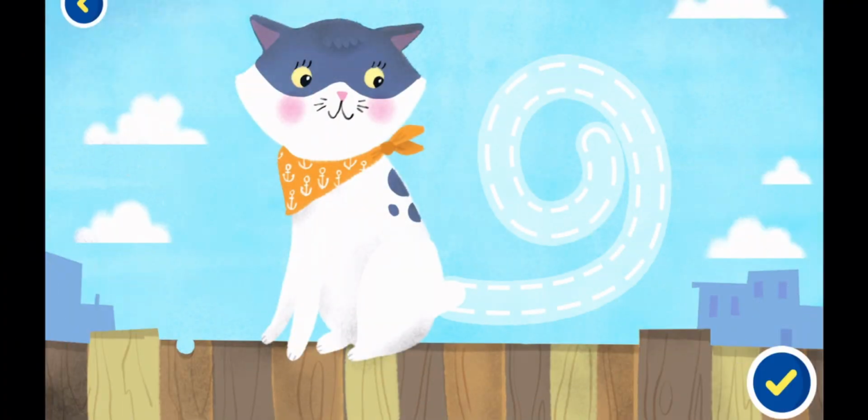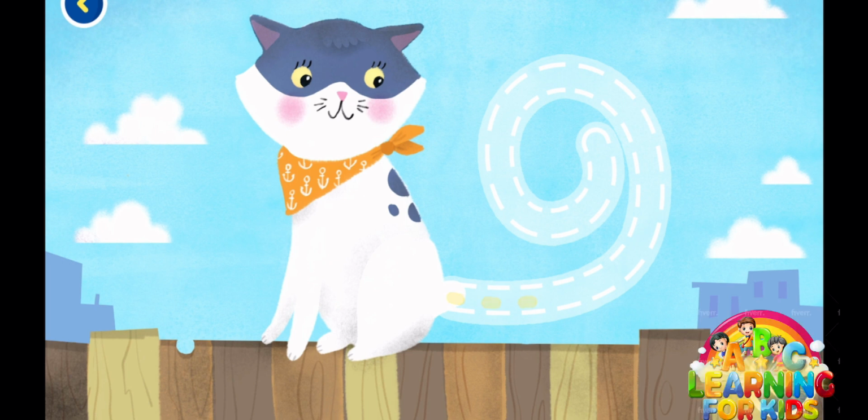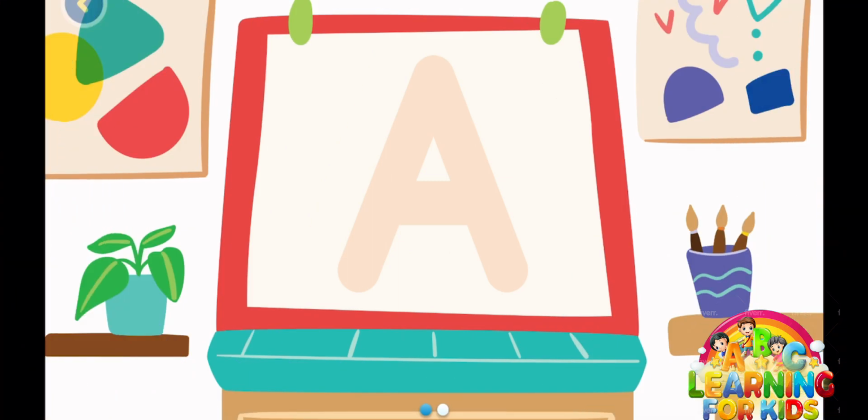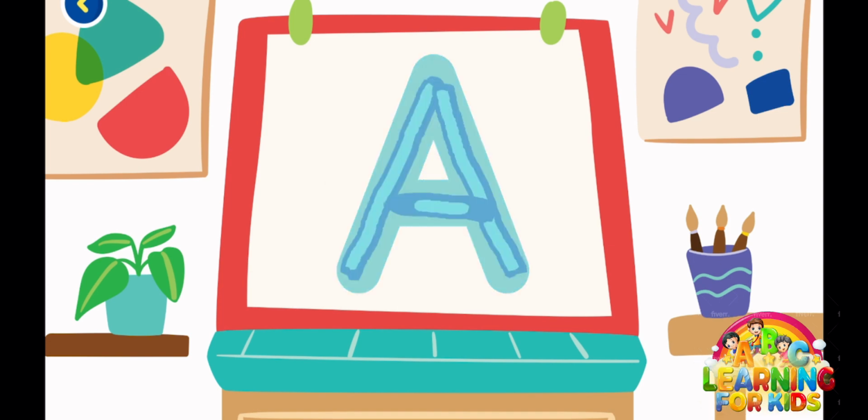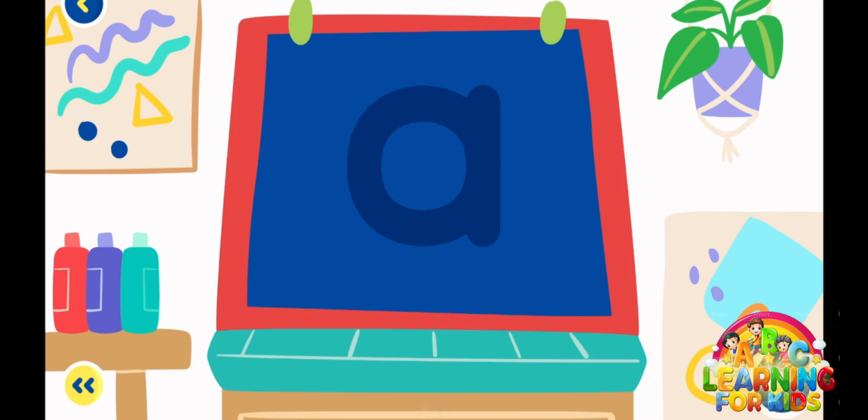Rascal. What a crazy kitty. His tail is gone again. Let's make him another one. Make uppercase A. Awesome! Make lowercase A.